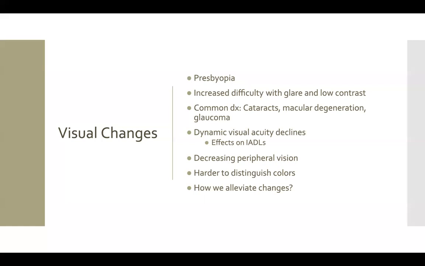You have a decreased peripheral vision. You lose about 20 to 30 degrees of your peripheral vision in your 80s. It's going to be harder to distinguish colors due to those cataracts. And then how can we alleviate these and change these? So we can encourage brighter task lights, increase more contrast with what they're reading and looking at, bifocals, as well as some service animals too.